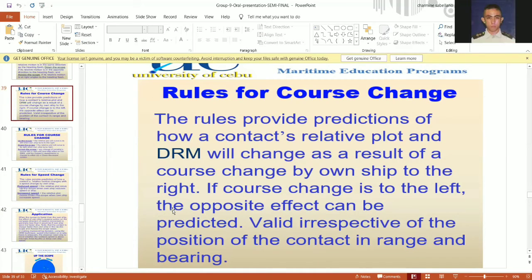So rules for course change. The rules provide predictions of how a contact's relative plot and DRM will change as a result of a course change by own ship to the right. If the course change is to the left, the opposite effect can be predicted, valid irrespective of the position of contact and range or bearing.